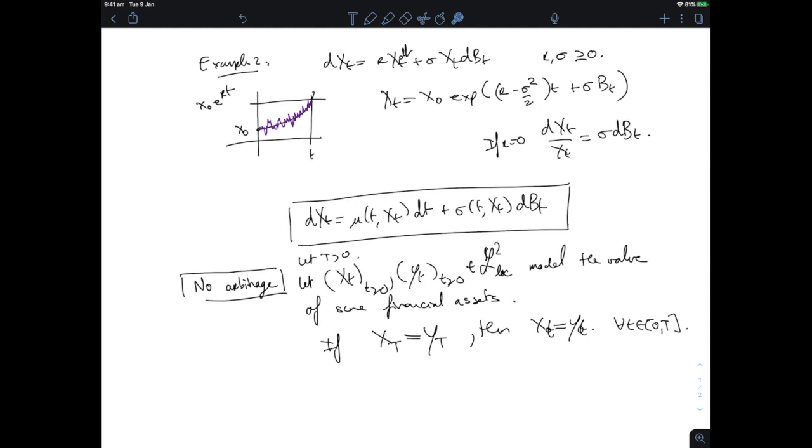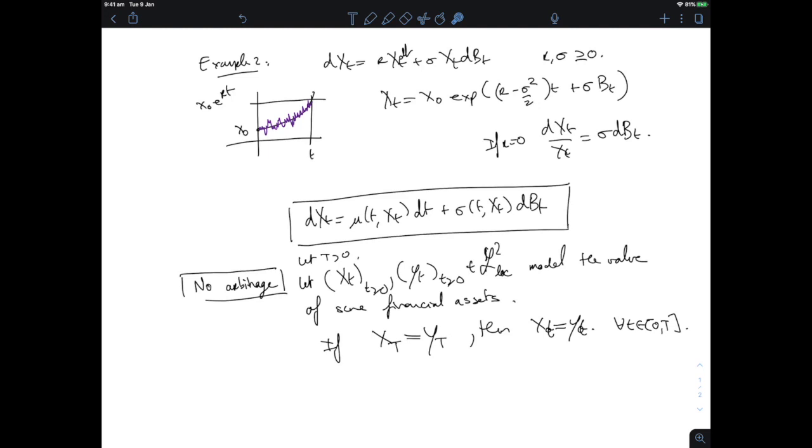Well, the answer is no, because let's just imagine that at time 0, y is cheaper than x. And nobody should be buying x. Because if you buy x at time capital T, you're going to get the exact same thing as if you had y, except at time 0, you paid more to get x than to get y. So it would be irrational to buy the most expensive one when there is a cheaper version that has the exact same payoff at time capital T.